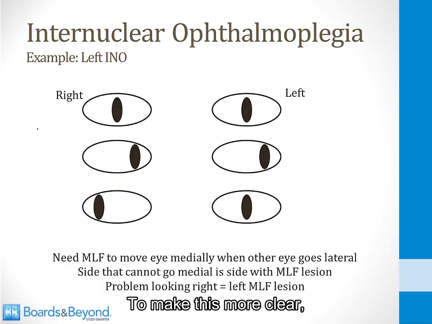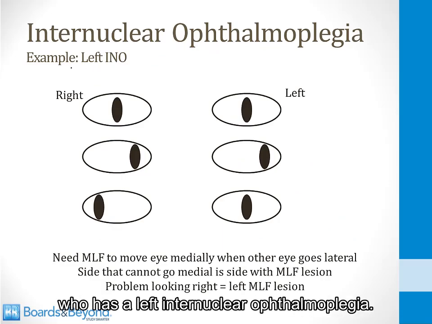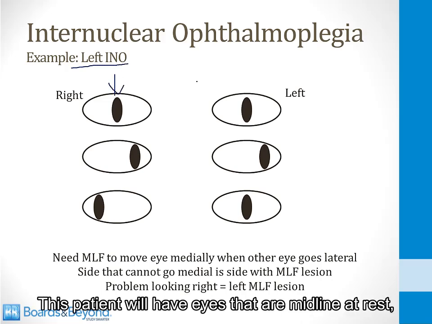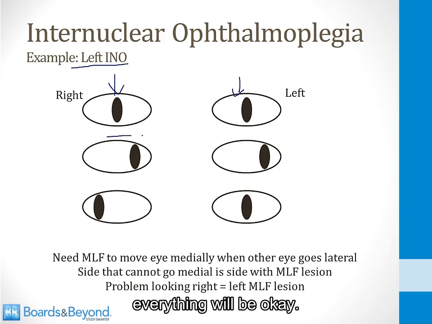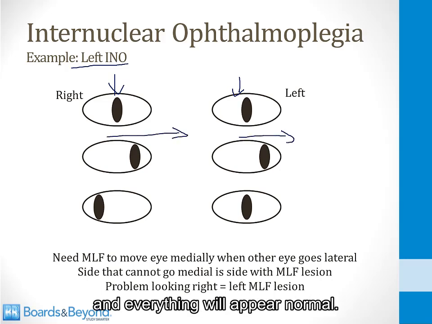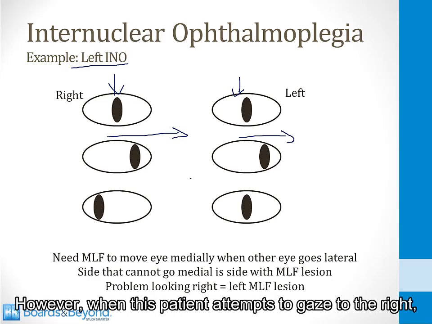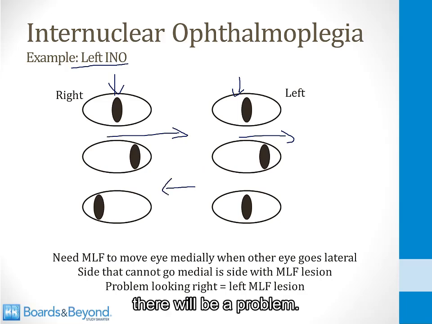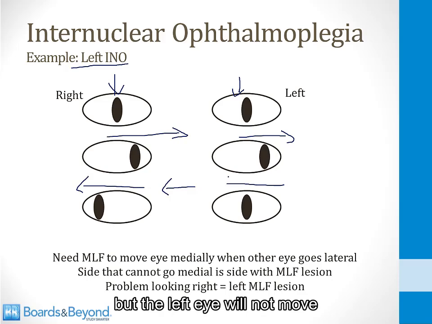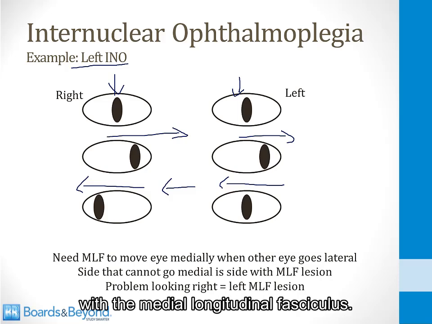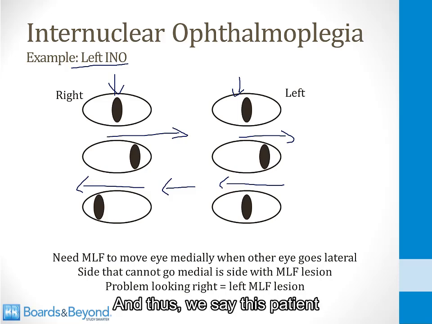To make this more clear, let's consider the example of a patient who has a left internuclear ophthalmoplegia. This patient will have eyes that are midline at rest, and when the patient tries to gaze to the left, everything will be okay. In other words, if they try to look left, the right eye will move left and the left eye will move left, and everything will appear normal. However, when this patient attempts to gaze to the right, there will be a problem. The right eye will move to the right as it should, but the left eye will not move medially past the midline. That's because there is a problem with the medial longitudinal fasciculus, and thus we say this patient has a left internuclear ophthalmoplegia.